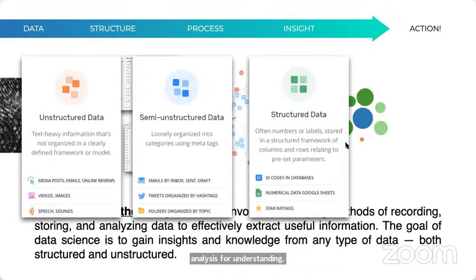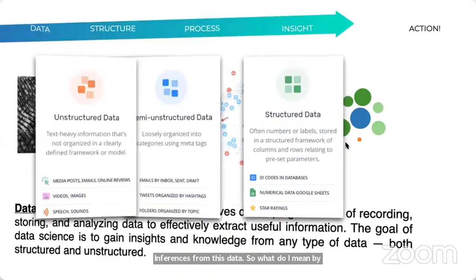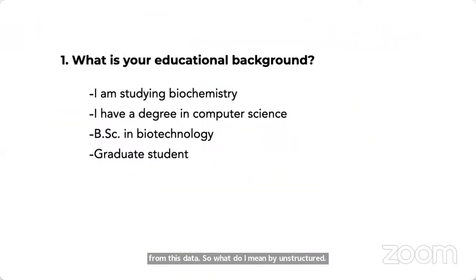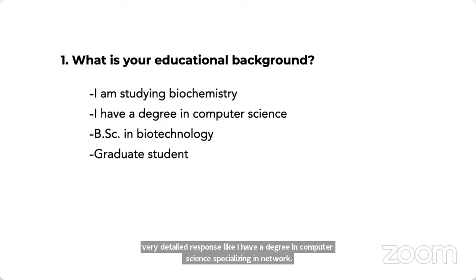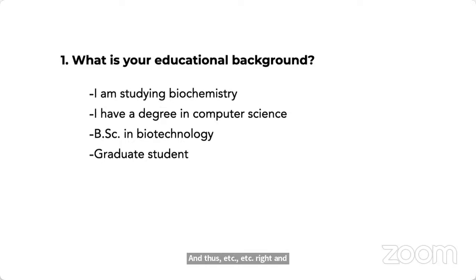So what do I mean by unstructured data? To illustrate this concept, let's try to conduct a mock survey. If I were to ask you what is your educational background, the responses might be extremely varied. For example, some might respond, I am a graduate student, and some might give a very detailed response like, I have a degree in computer science specializing in network and etc., right? And others might give acronyms of the degree that they are going through. So these are all varied responses, but I cannot make out a lot of things from these responses.